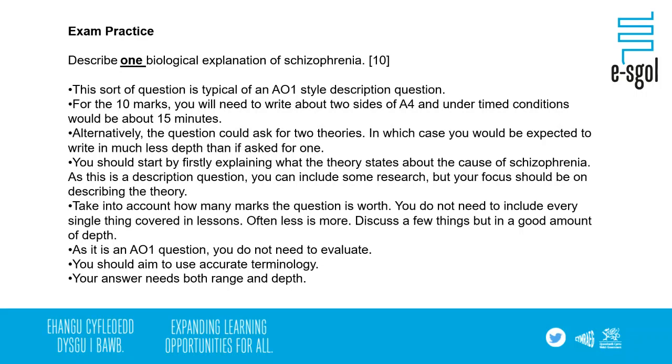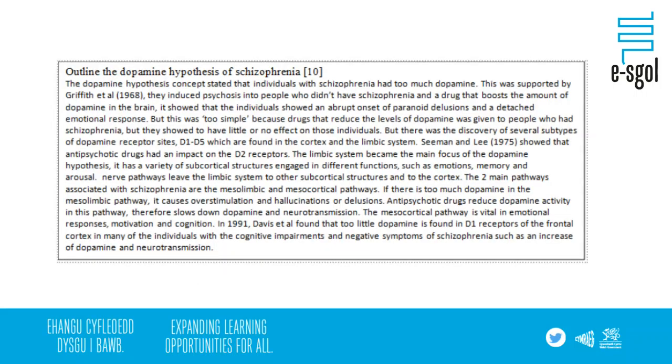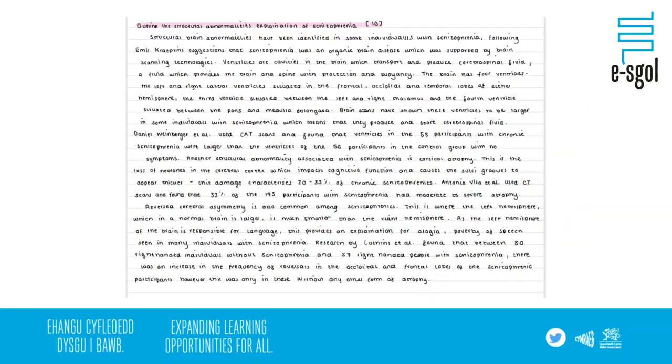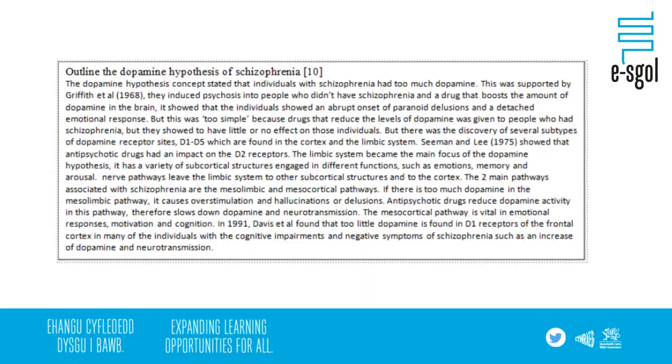All right, let's have a read of these two then. So we've got outline the dopamine hypothesis. So that's the one they've chosen. And this one is outline structural abnormalities. So we're going to have a look at two different ones.